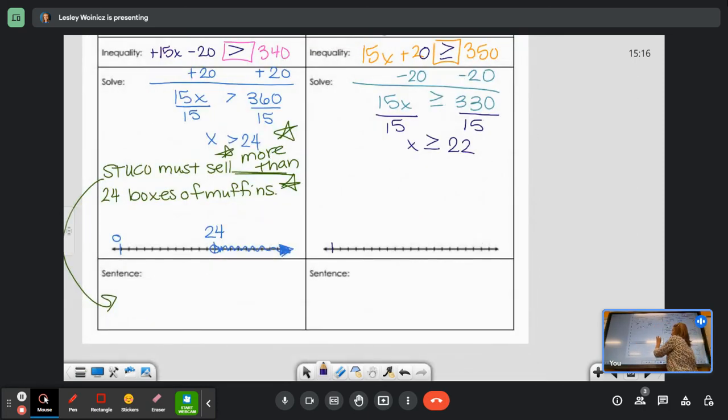So I'll start with 0, 2, 4, 6, 8, 10, 12, 14, 16, 18, 20, 22. What kind of dot? Shaded, because we can make exactly $350 and be happy. She can save for exactly 22 weeks and meet the goal. Okay, that's the difference between these two. This one's going to be shaded, and then we're going to shade right again.